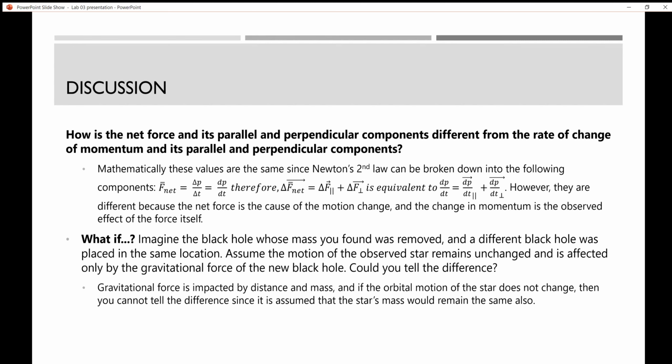So to answer the what if question, gravitational force is impacted by distance and mass, and if the orbital motion of a star does not change, then you cannot tell the difference since it is assumed that the star's mass would remain the same also.